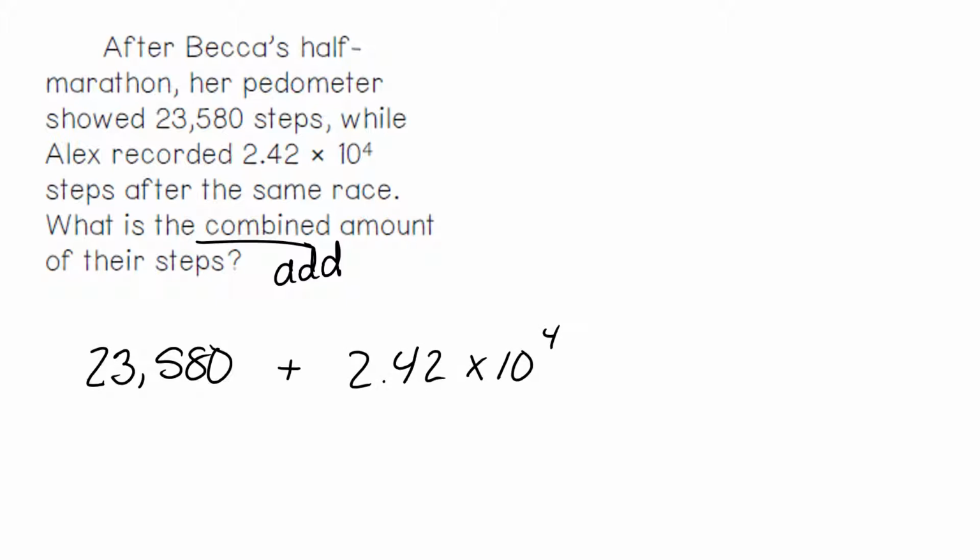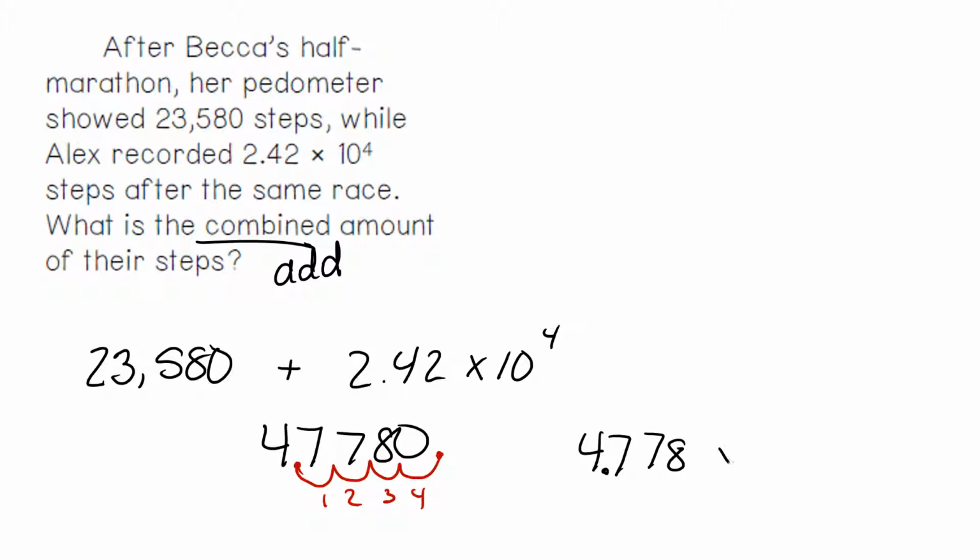We can type it in the calculator exactly like that, 23,580 plus 2.42 times 10 raised to the fourth power. The calculator gives us the answer, 47,780. That answer is not in scientific notation, so we need to rewrite it. The decimal point is here at the end. We want to move it till it is behind the first number 4, meaning we have to go 1, 2, 3, 4 times. When we write the final answer, we do not write the zeros, so we simply write 4.778.